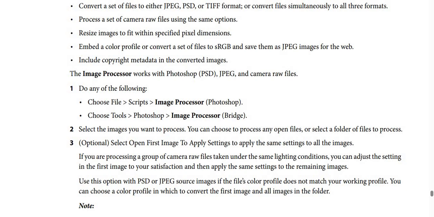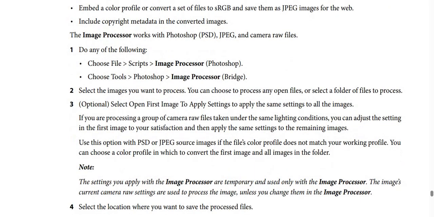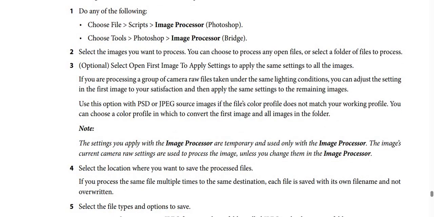Step number 3, optional. You should select Open First Image to Apply Same Settings to all the images. And if you are processing a group of camera raw files taken under the same lighting conditions, you can also adjust the setting in the first image to your satisfaction and then apply the same setting to the remaining images. And also you can use this option with PSD or JPG source images if the file's color profile doesn't match your working profile. And also you can choose a color profile in which to convert the first image and all images in the folder. Note here and be careful at this point.